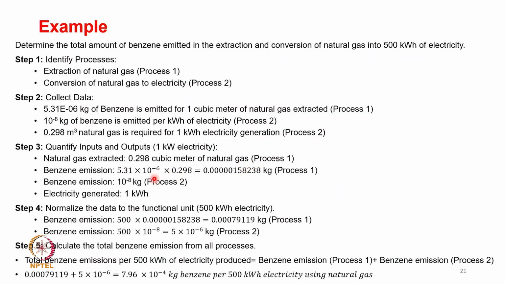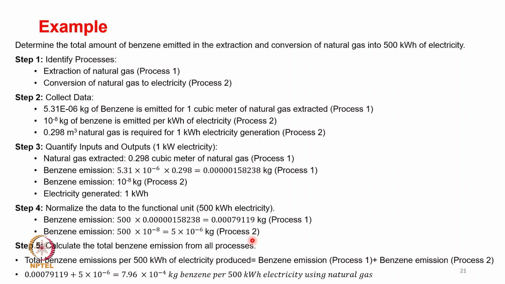How do you do it? You multiply the natural gas extracted times the value of the kilogram of benzene emitted per 1 cubic meter, and you will get a number for the benzene emissions and the corresponding electricity generated. Now normalize the data into the functional unit. In this case, the functional unit is 50 kilowatt hour of electricity. So you have to multiply with 50 in either case, which would give the result for phase 1 and the result for phase 2.